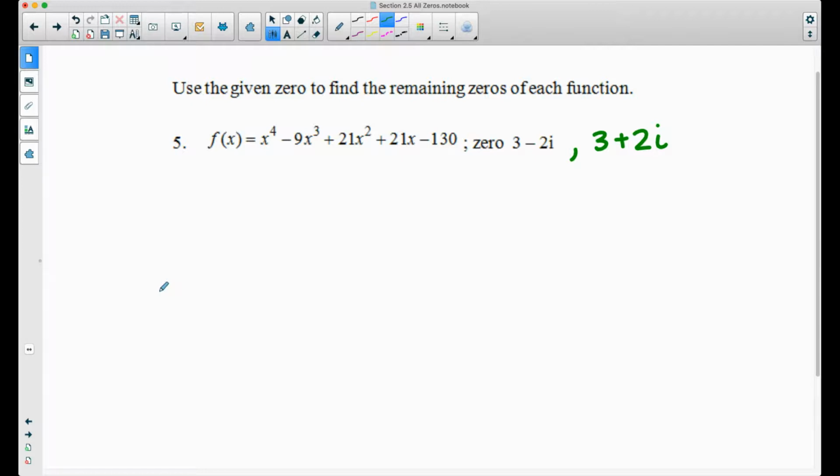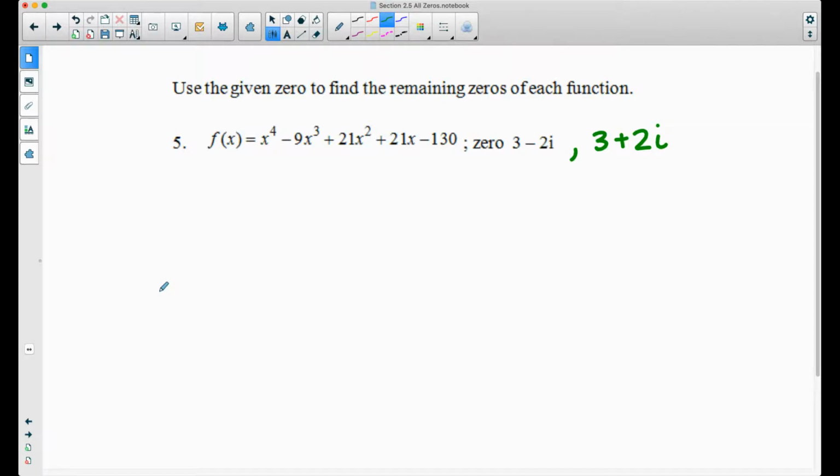What can I do? You multiply them together, like the x minus 3 plus 2i and the x minus 3 minus 2i, and then whatever that is, you take the original and divide it by that. How? Divide it, like long division. Long division. It's back. All right.